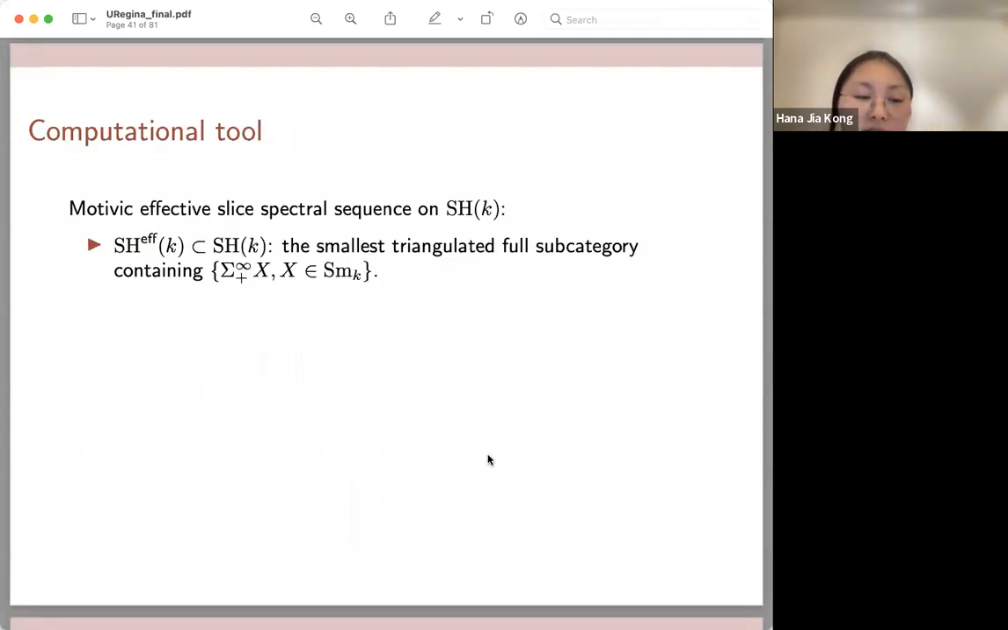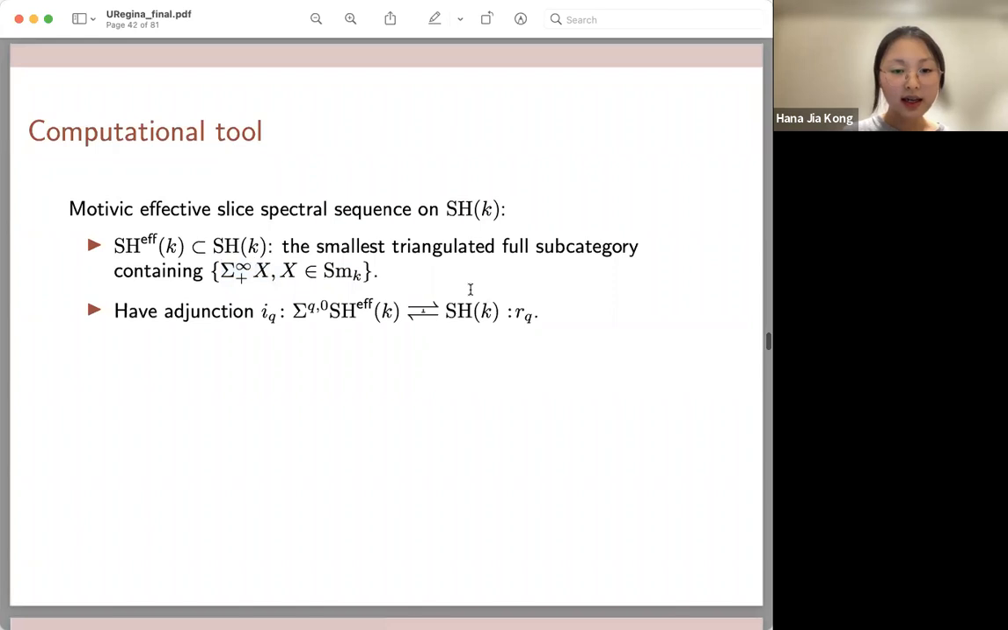So yeah, this page of the slides is a crash course on the effective motivic slice spectral sequence, and it is constructed as follows. First we have a subcategory of the entire category. It is called the effective category, and it is defined to be the smallest triangulated subcategory containing all the suspension spectra.